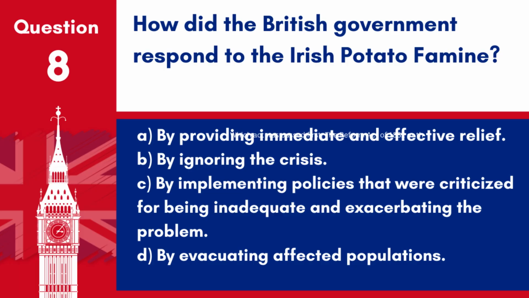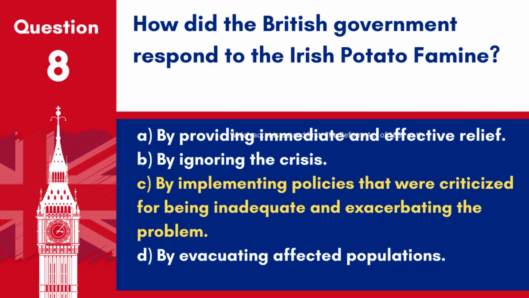How did the British government respond to the Irish potato famine? A. By providing immediate and effective relief. B. By ignoring the crisis. C. By implementing policies that were criticised for being inadequate and exacerbating the problem. D. By evacuating affected populations.